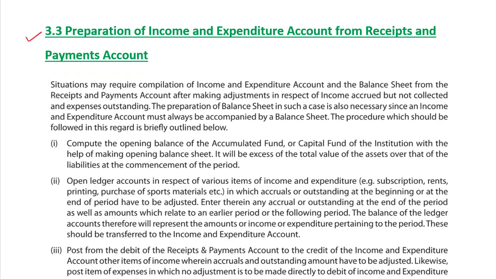Preparation of income and expenditure account from receipts and payments account. Situations may require the compilation of income and expenditure account and balance sheet from receipts and payment account. After making adjustments in respect of income accrued but not collected and expenses outstanding, the preparation of a balance sheet in such a case is also necessary, since an income and expenditure account must always be accompanied by a balance sheet. The procedure which should be followed in this regard is briefly outlined below.